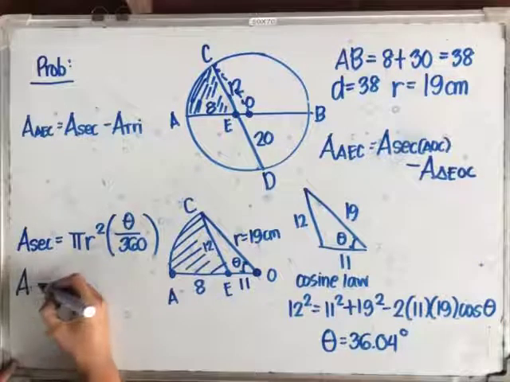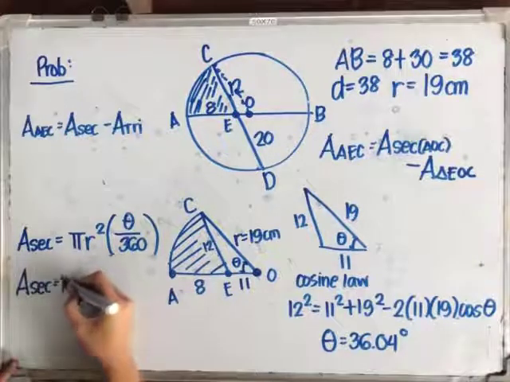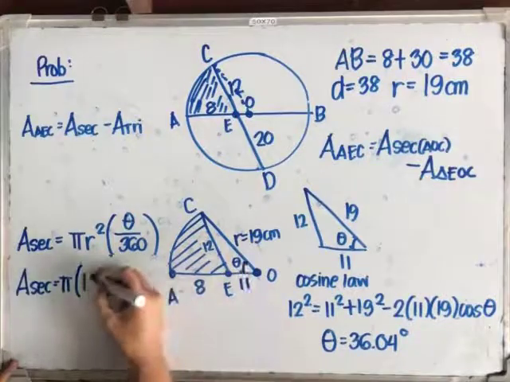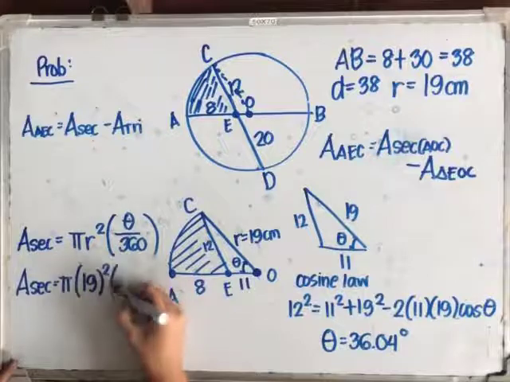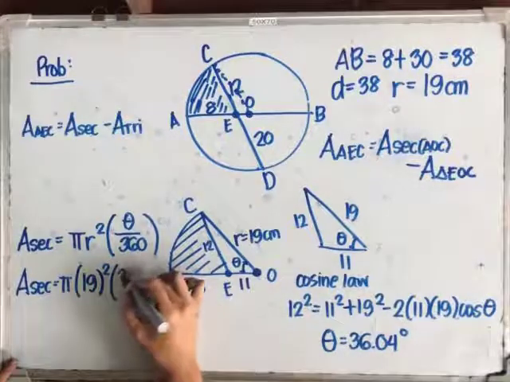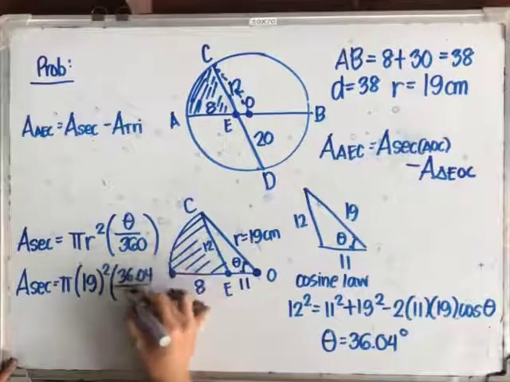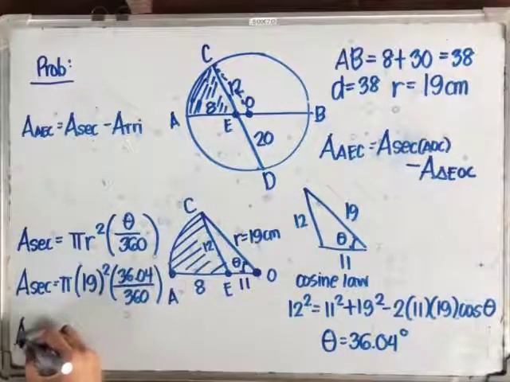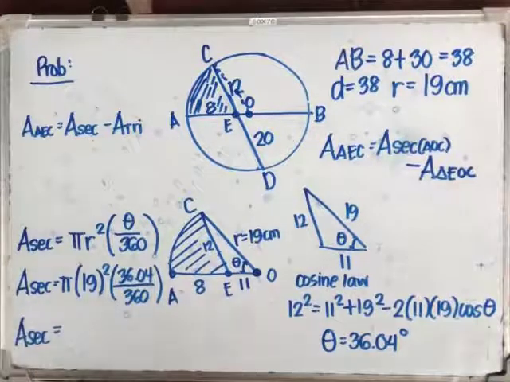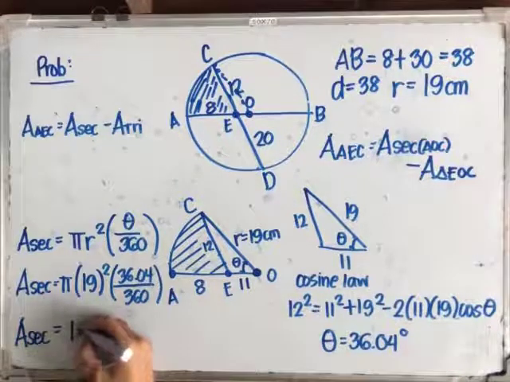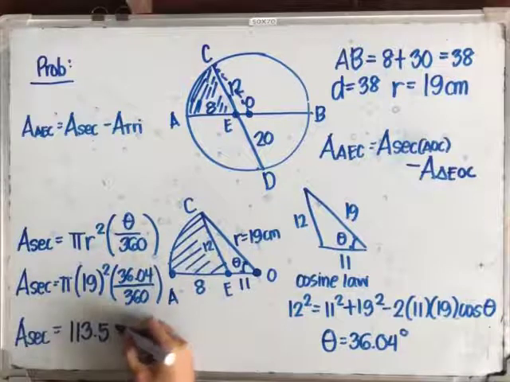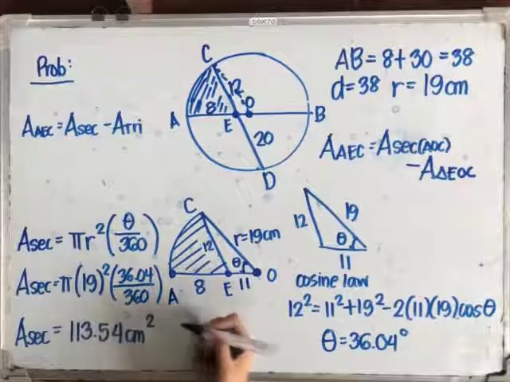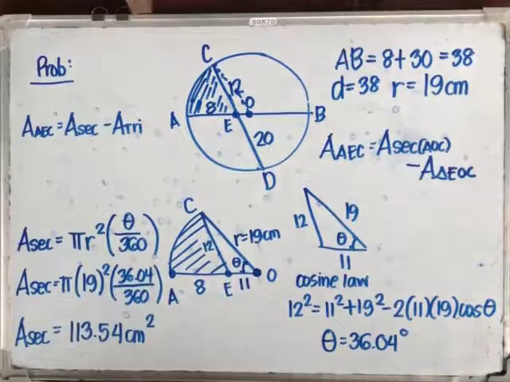Okay? Sana malinaw yun sa inyo. Area ng sector is pi. R natin ngayon is 19 centimeters. So square mo siya. Tapos, portion of the circle that you are getting is 36.04 over the whole portion, 360. So, itong fraction lang na to ang kukunin mo. Okay. And computing that one would give us an area of 113.54 cm squared. Alright. Yun na yan.